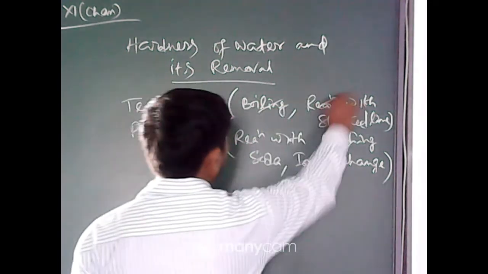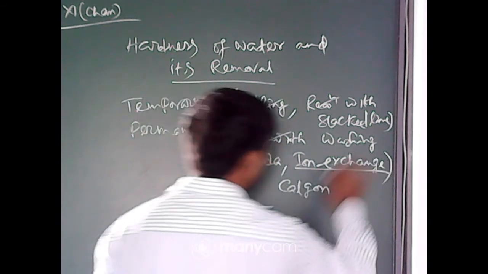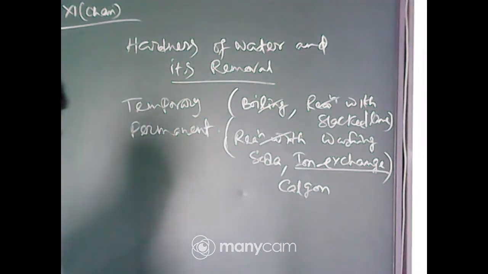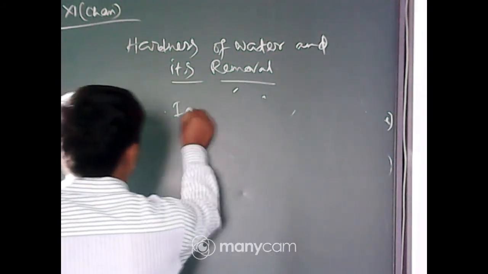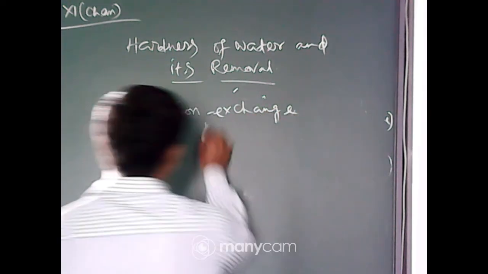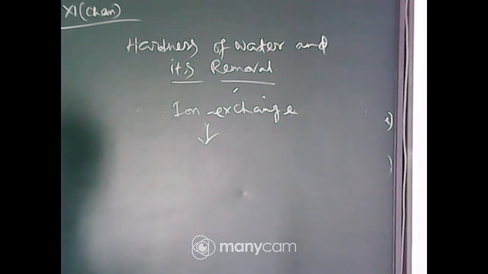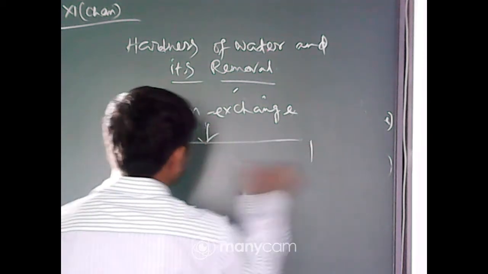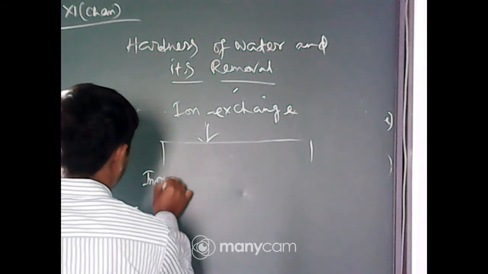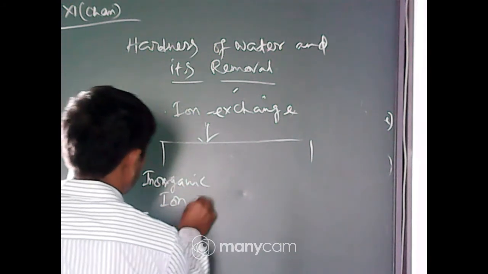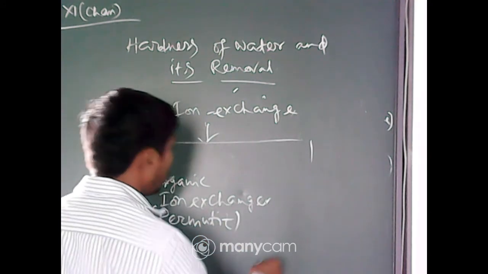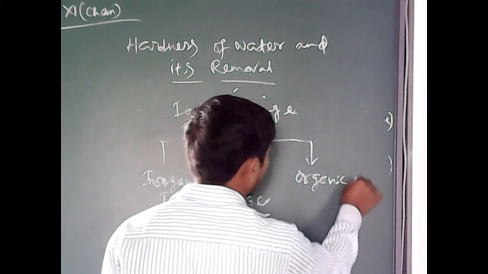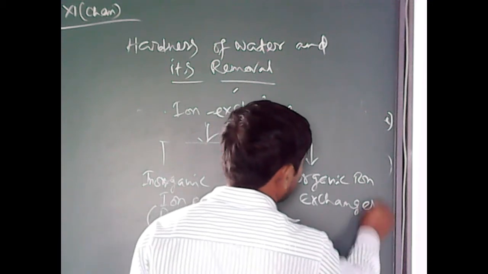Okay. So this portion, reaction with washing soda, was already completed, and I am discussing the ion exchange process of removal of hardness. In the ion exchange method, I told you last day about two methods. One is the permutit method, that is the inorganic ion exchanger, and another one is the organic ion exchanger, which is synthetic resin.